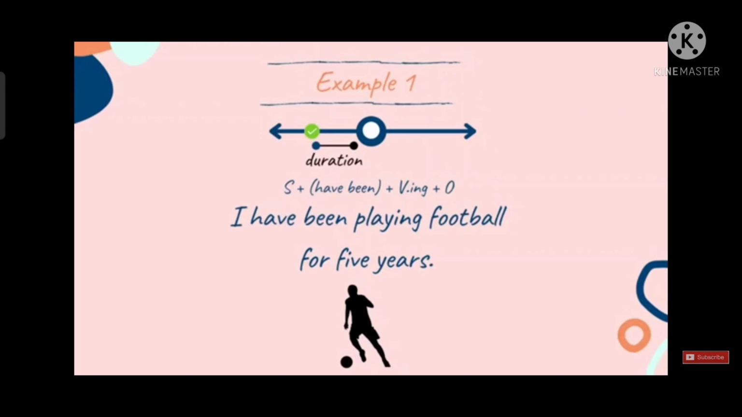Apart from that, look into the structure of the sentence. It follows the structure where I am the subject, have been is the helping verb, playing is verb's ing form, and football is the object. Also, time is mentioned as 5 years. I hope now you are clear on the structure and timeline of this tense. Now, let's look into next example.